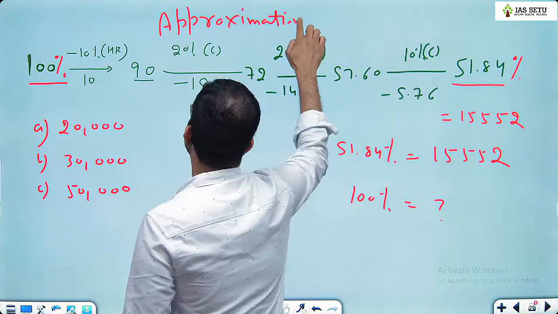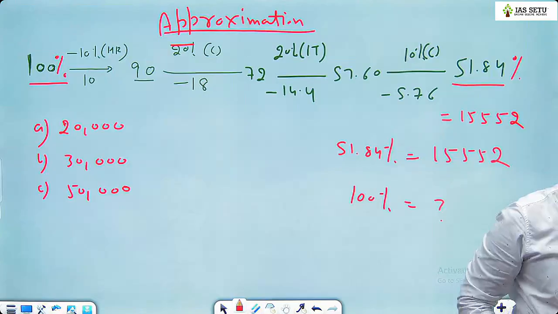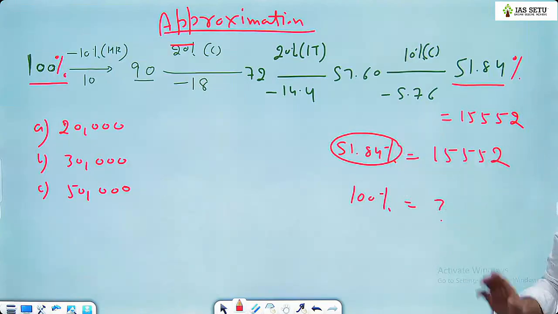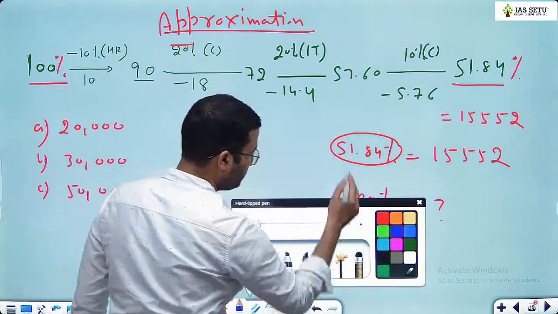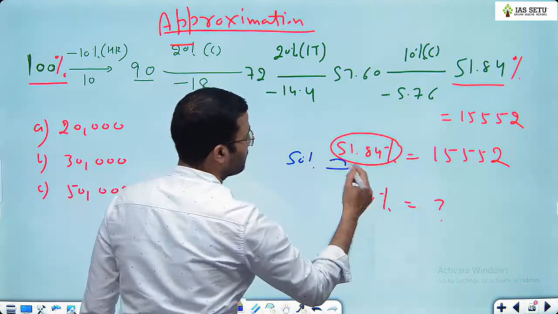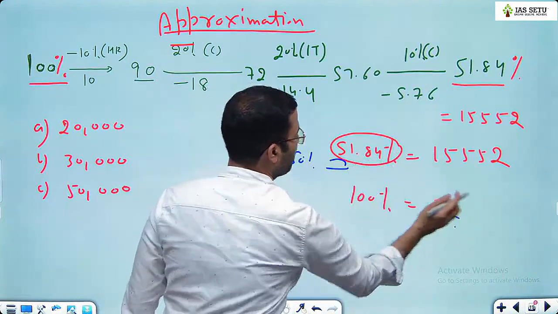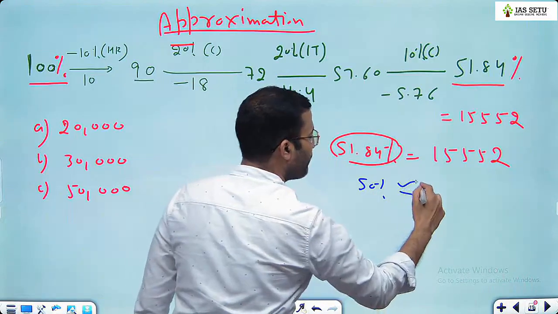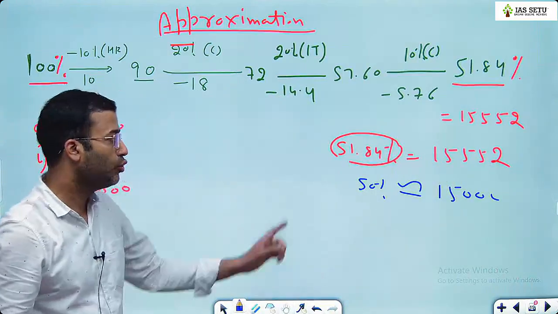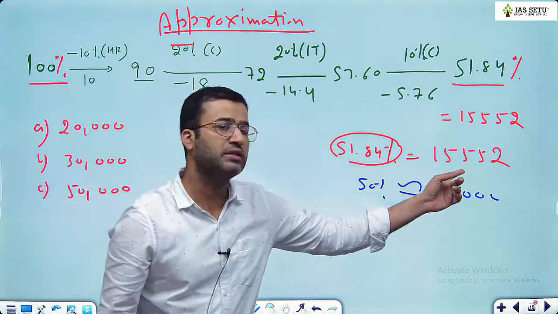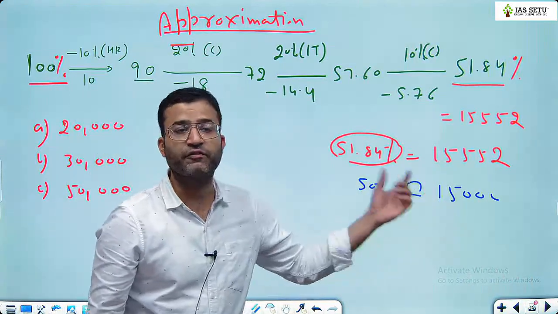Because to calculate the exact answer takes more time, to calculate an approximate answer requires less time. So can we say 51.84% is 15,552? Can we say approximately it is 50%? And nearly, I don't know whether it is exactly 15,000 or 15,100. Can I say 50% will be approximately around 15,000? Some part I reduced, some part I reduced. I removed the upper value, 1.84%, 552 rupees. Approximately.